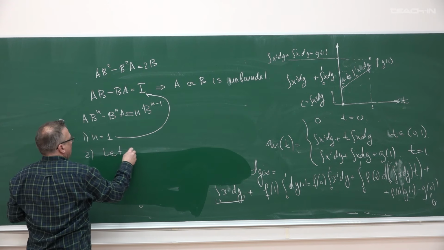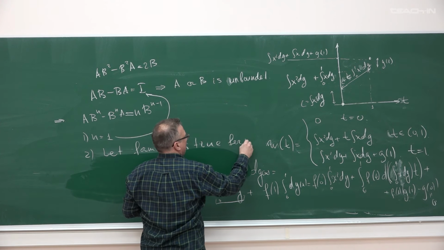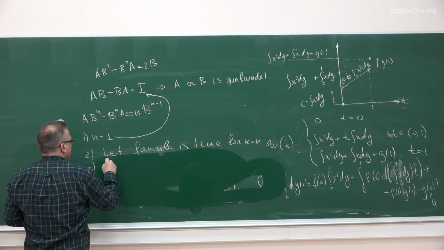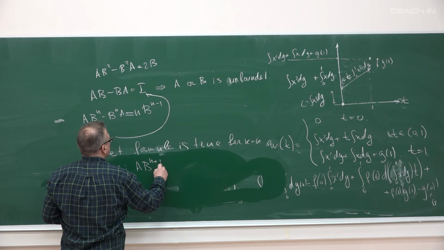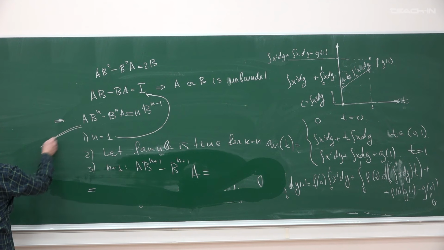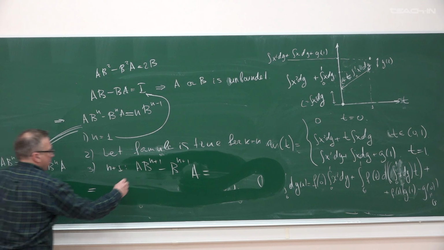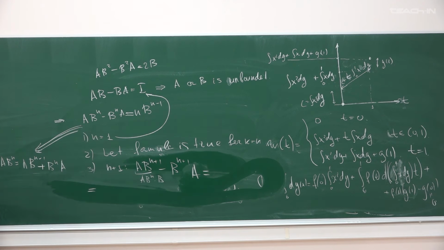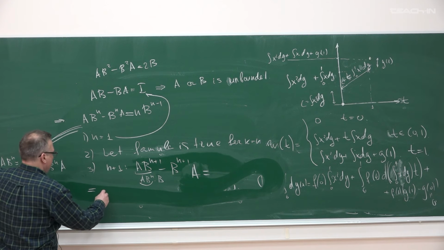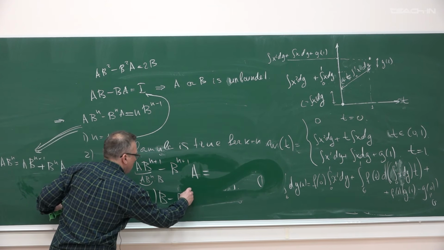So, second, let the formula be true for k equals n. Then, third, I know by assumption that a b n equals n b n minus 1 plus b n a, yes? So I represent this as a b n multiplied by b, and put in this element of the formula. So n b n minus 1 plus b n a multiplied by b, minus b n plus 1 a.